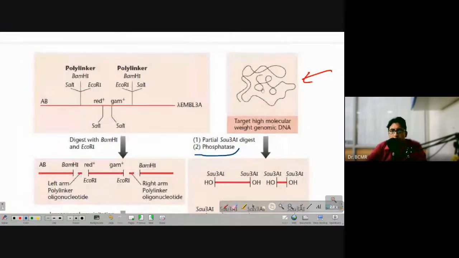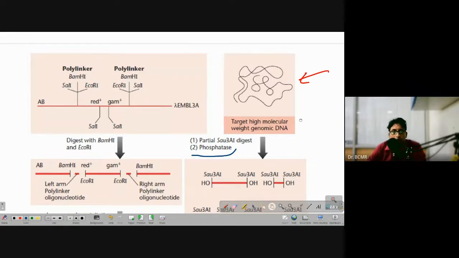So we have taken genomic DNA and we are digesting it with Sau3A, and it is partial digestion, and then it is treated with phosphatase. Why are we treating it with phosphatase? Can anybody try to explain?